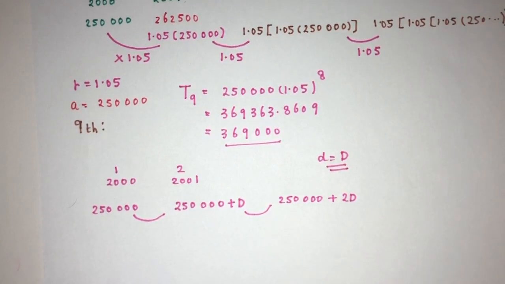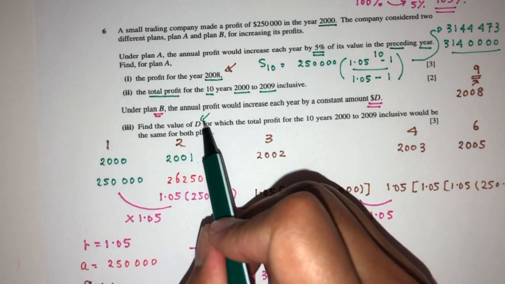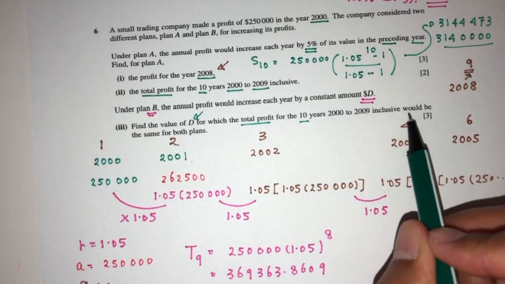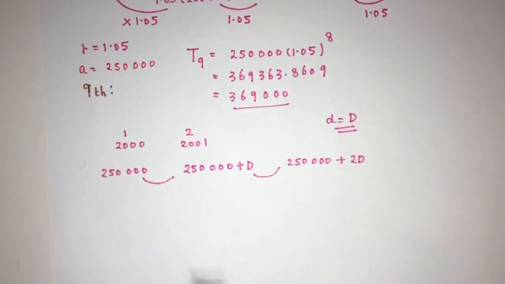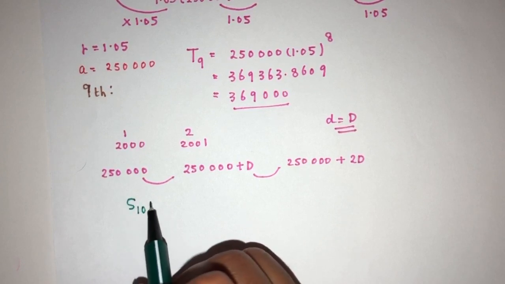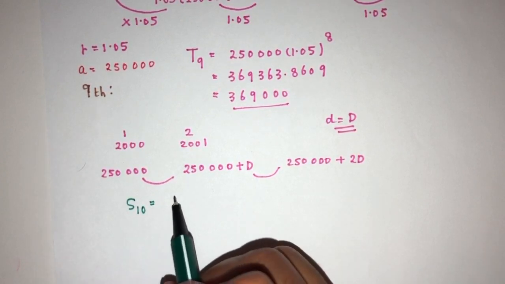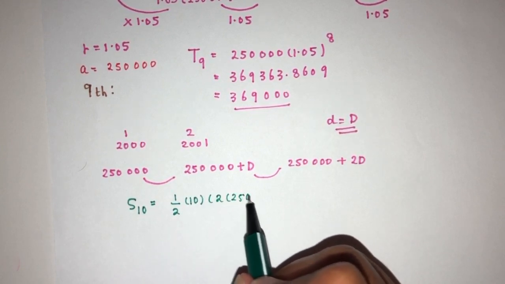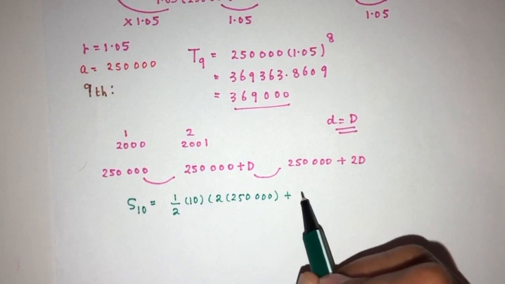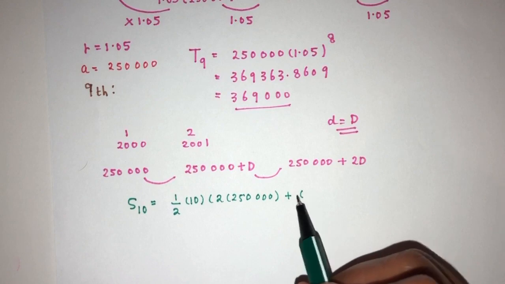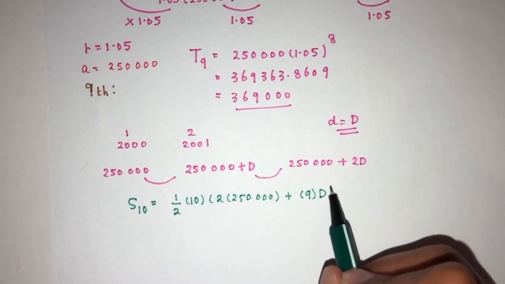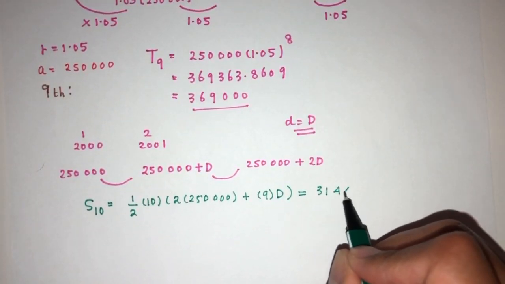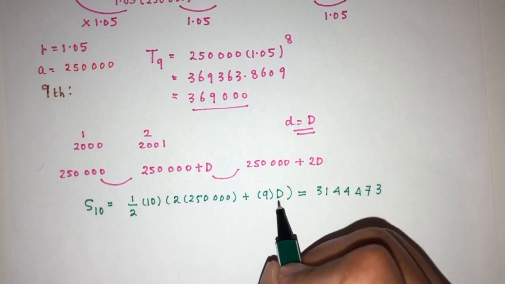Now, as we know, if we increase by the same amount, it will be an arithmetic progression. Now, for part 3, we have to find the value of D for which the profit in the 10 years will be the same for both plans. So we know the sum of the first 10 terms for an arithmetic progression will be half times n times 2a plus n minus 1 times d. So n minus 1 is 9 times d, which we don't know. This has to give you the same profit, which is 314,473.